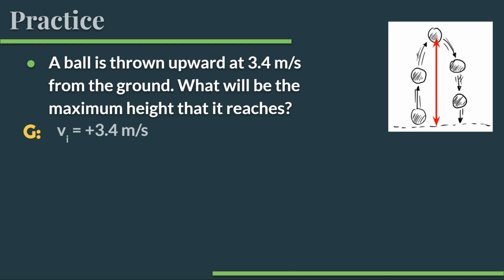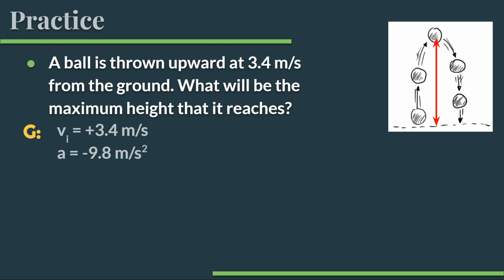What else do I know about this object? I heard one thing over here, but I'm looking for something else first. Acceleration. What is it? Negative 9.8. My acceleration is negative 9.8. The other thing that was said is the final velocity is 0. Why would we use that?